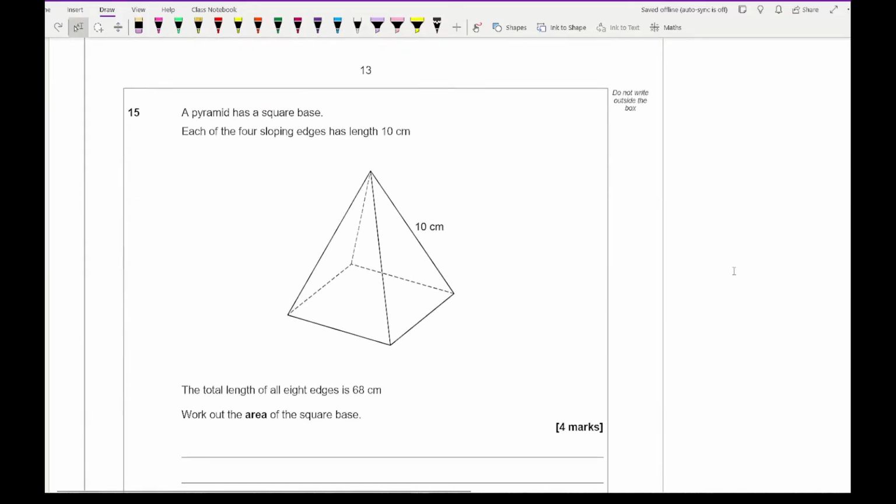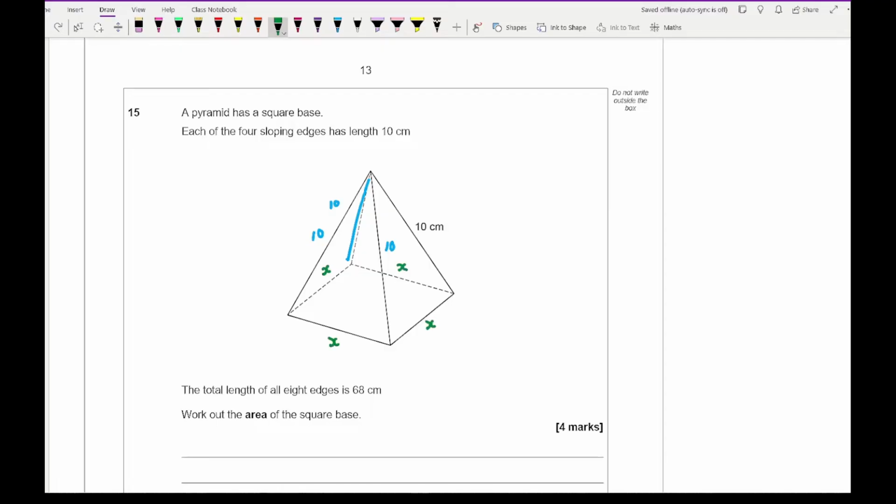Then moving on to question 15, it says a pyramid has a square base. Each of the 4 sloping edges has a length of 10 centimeters. The total length of all 8 edges is 68. Work out the area of the square base. So if I add up all of these, that's 10, and this one here is also going to be 10. Now I don't know what the base is, so let's just call that x.